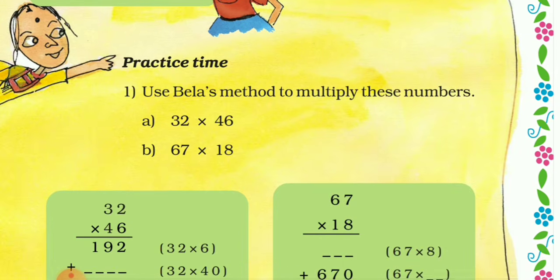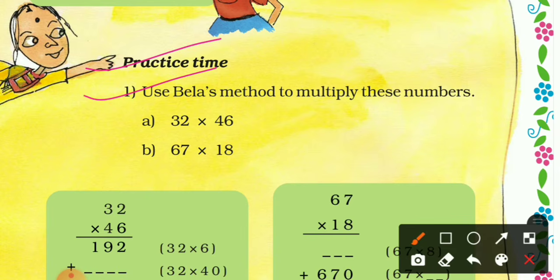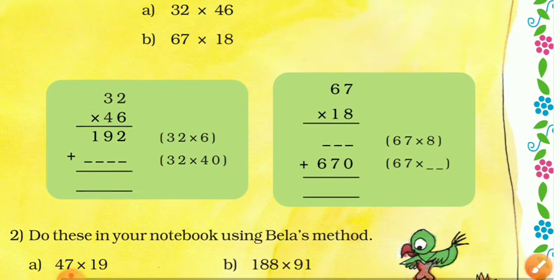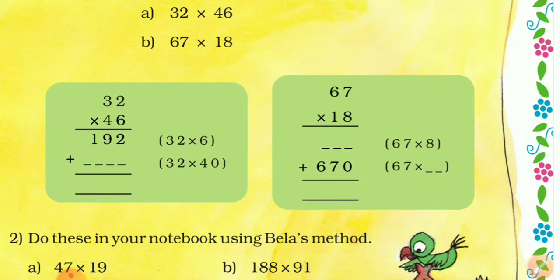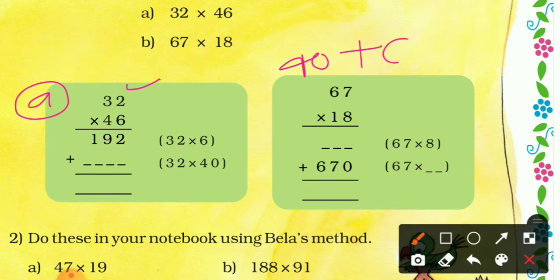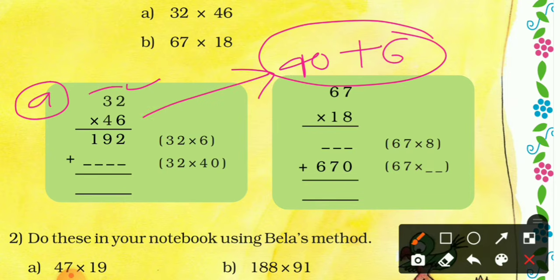Now practice time. First, use Bella's method to multiply these numbers. A, B. A is 32 multiplied by 46 and B is 67 multiplied with 18. So come to the first, A. 32 multiplied by 46. So 46 means 40 plus 6. Remember it. Okay. So first 32 we have to multiply with 6. Then 32 we will multiply with 40.